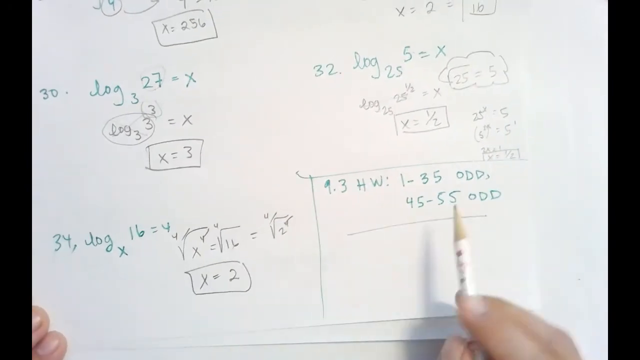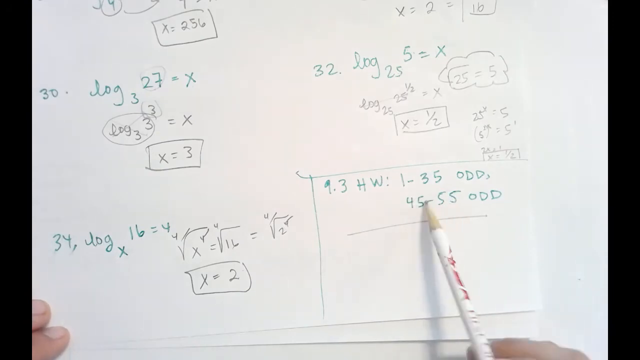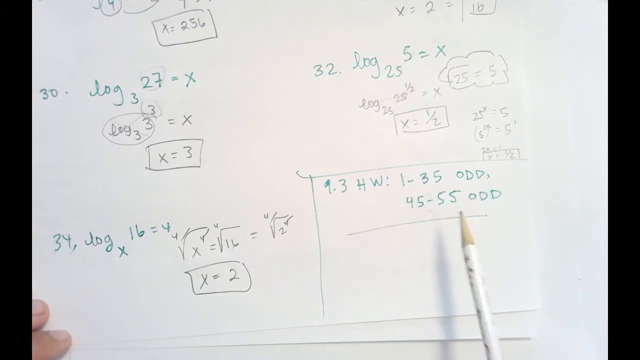So here is the homework assignment for 9.3. You can go ahead and pause this now. I'll give you 5 seconds, and I'm going to move on to section 9.4, okay? So 1, 2, 3, 4, 5.